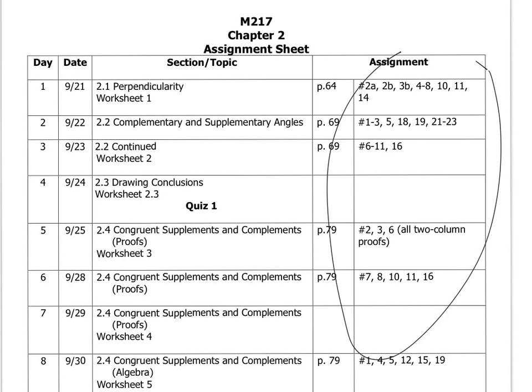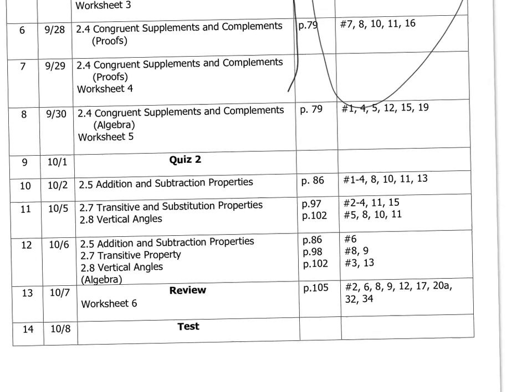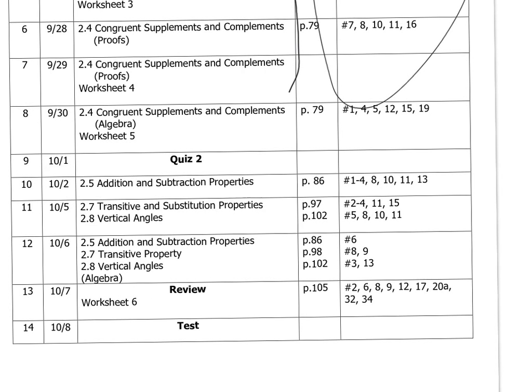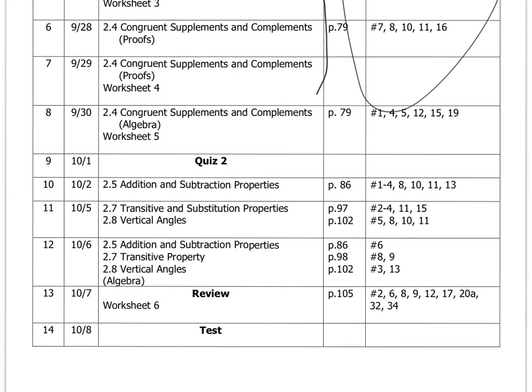So this chapter gets really big into proofs, beginning and talking about perpendicular angles, complementary and supplementary angles. We get into proofs that involve complementary and supplementary angles. We get into addition, subtraction, and also in here is multiplication and division that deals with midpoints and bisectors and proofs. And then some important topics down towards the bottom called transitive and substitution, and vertical angles get introduced finally in this chapter 2. So it's a 14-day chapter.